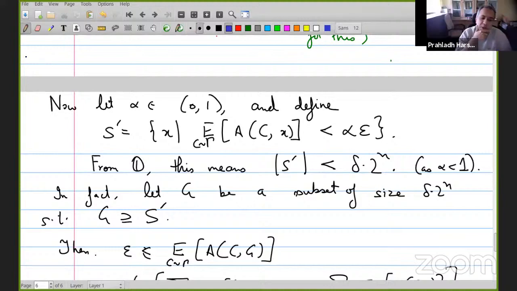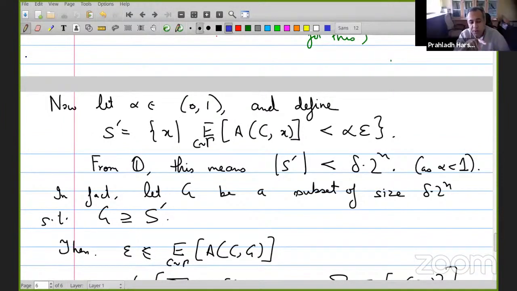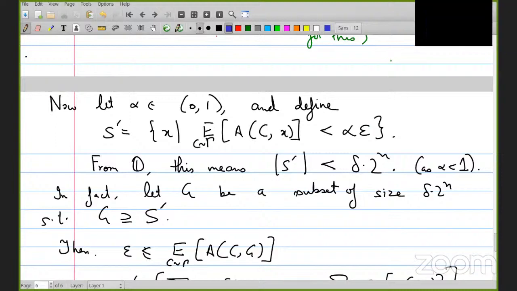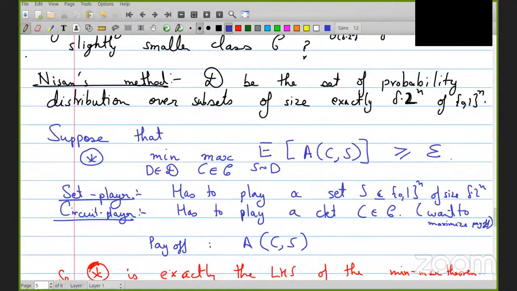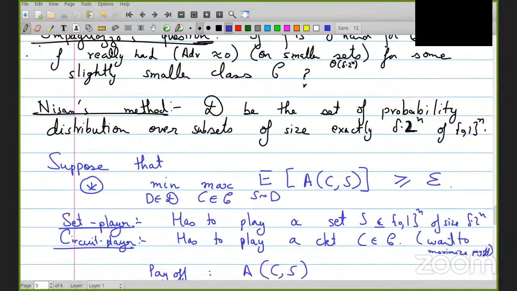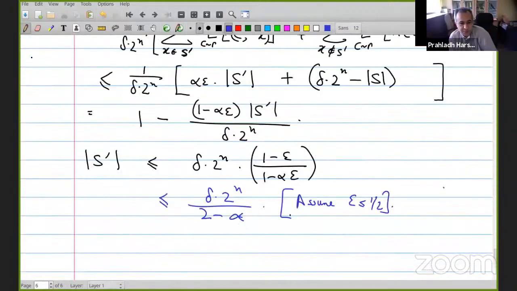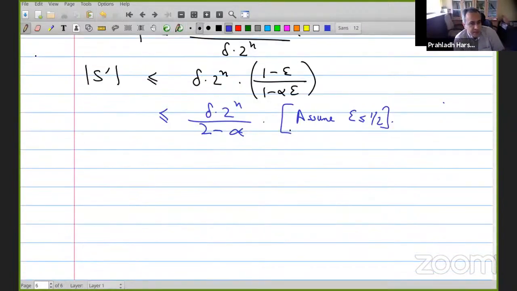Okay, I just wanted to add a comment about this. Impagliazzo's original paper gave two proofs of this theorem. Yeah, this proof is Nisan's. Yeah, I said it's Nisan's method. And we'll actually see the other proof also later on in the course. It will be a slightly more constructive proof than that.